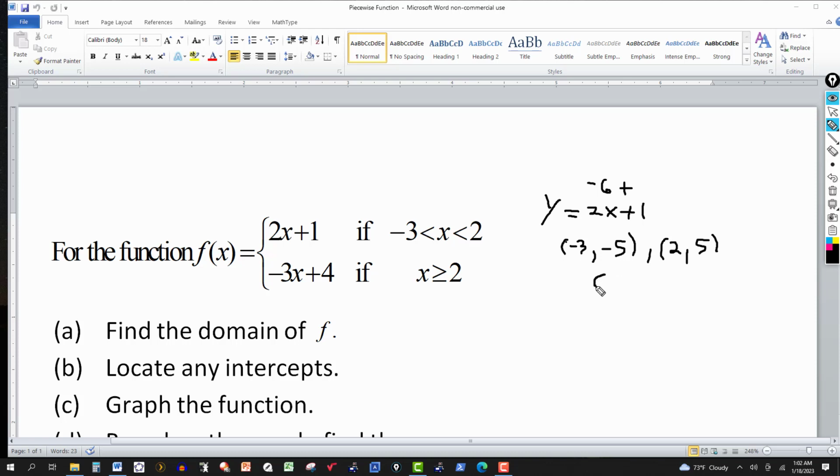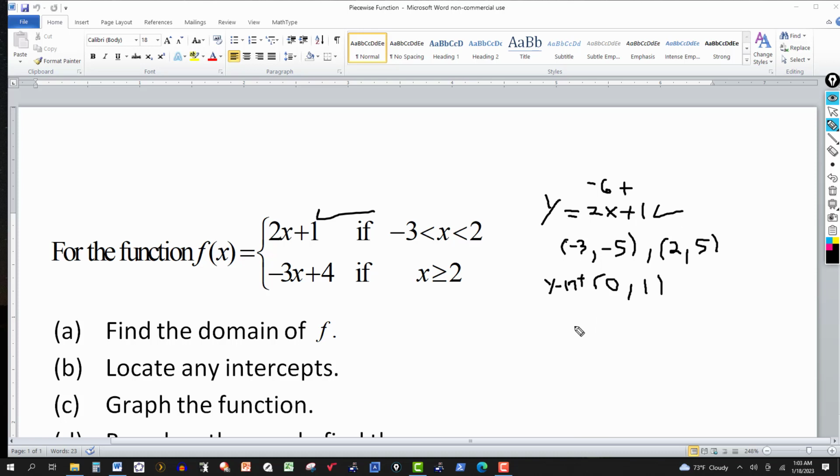Now the y-intercept, because it wants us to find the intercepts. The y-intercept is obtained by replacing the x by 0. So put 0 where the x is, and we get 1. So (0, 1) is the y-intercept for this particular line. I have it over here also.